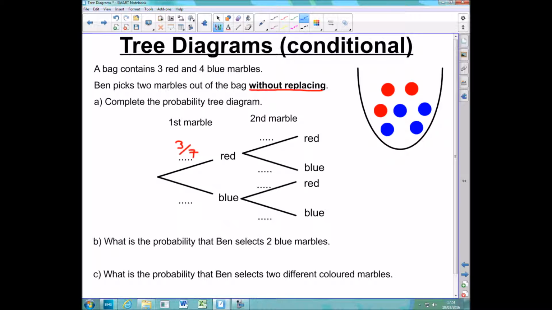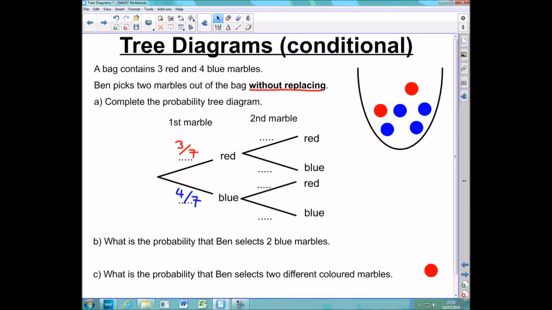The probability of picking a blue marble out of the bag is 4 out of 7. Okay, so far so good. All right, we've got our probabilities, but what's actually happening now with this second marble? Well, if we go up the tree diagram, we can see that he's first picked out a red marble, but he hasn't replaced it. So I'm going to do that now.